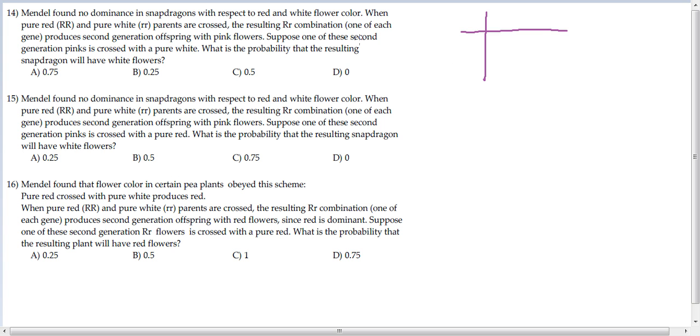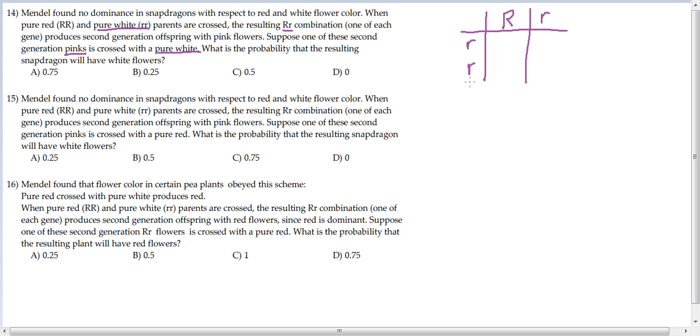So we're going to take one of these second generation pinks. Remember, pink is big R, little r. So let's just put the pink one up here on the top. Big R and little r are the two genes that it has. It has a red gene and it has a white gene. Alright, we're going to cross that with a pure white. And the pure white is right here, double little r's.